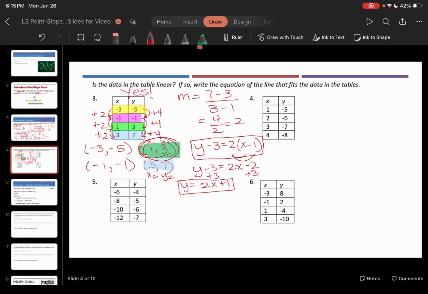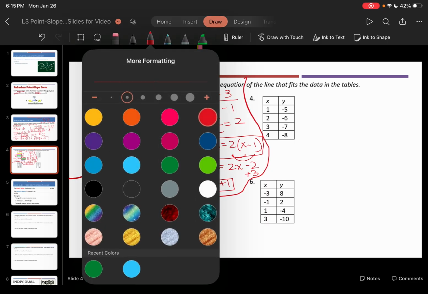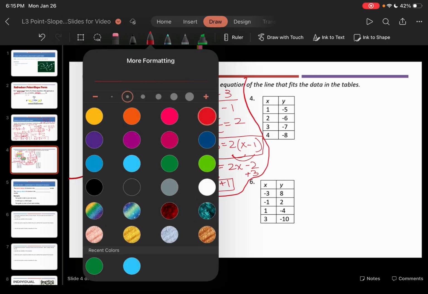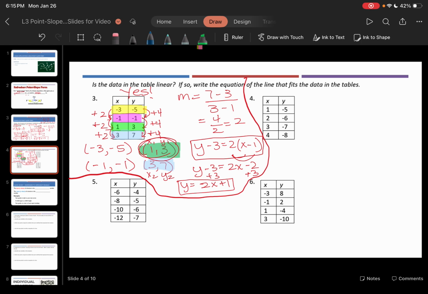All right, let's look at number 4. So I took up a lot of room on number 3 there. So let me go like this. All right, number 4. Let's switch color. Should we use blue? Let's do it. Okay. So let me look at the x's.